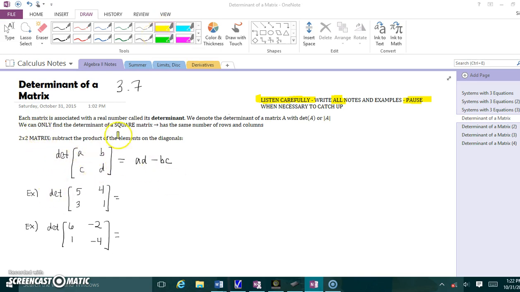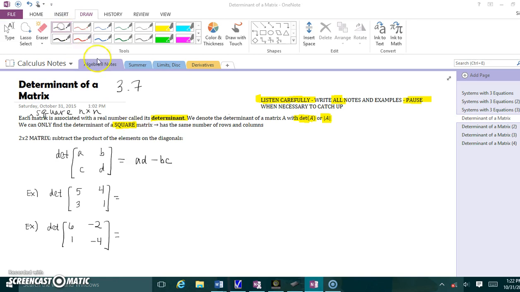Every matrix is associated with a real number, and that one real number is called a determinant. Now, I should be a little bit more specific here, and it's every square matrix with dimensions n by n, let's say. I'll talk about what a square matrix is in a second. The way we denote determinant of a matrix is either by doing det(A), where A is in parentheses, or what looks like absolute value bars. Keep in mind, you can only do the determinant of a matrix that's square.